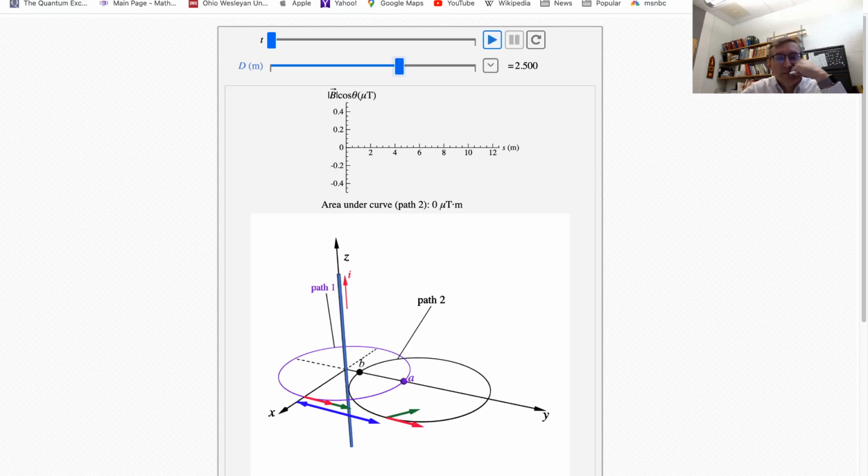Now let's run the animation. Circulating around each path. Look at the graph. Again, I've got a positive area under graph number 1, so I'll have a positive circulation, which means there better be current piercing the inside of path 1. But look how much area under the curve for path 2: 0. So there better not be any net current piercing the interior of path 2. And there isn't. All right, now let's reduce the D to 1.5 meters.